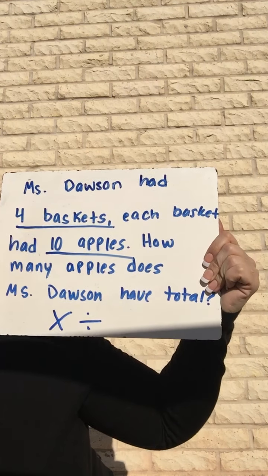Which one asks you to find a total, multiplying or dividing? Well, I know that in addition, it asks you to find a total, and multiplying is just like repeated addition. So what we're going to do with this problem is multiply. And this is a basic problem of 4 times 10. We could solve that, oh, Miss Dawson has 40 apples. Okay, so that's one strategy you can do.